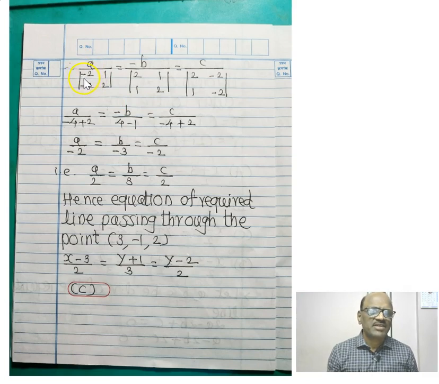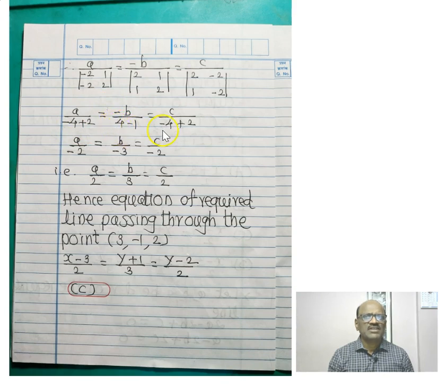By using the determinant method, a upon determinant (-2, 1; -2, 2), minus b upon determinant (2, 1; 1, 2), equals c upon determinant (2, -2; 1, -2). For the middle, we take the negative sign. Solve these determinants and you will get a upon minus 4 plus 2 equals minus b upon 4 minus 1 equals c upon minus 4 plus 2. That is a upon minus 2 equals b upon minus 3 equals c upon minus 2, that is a upon 2, b upon 3 and c upon 2.